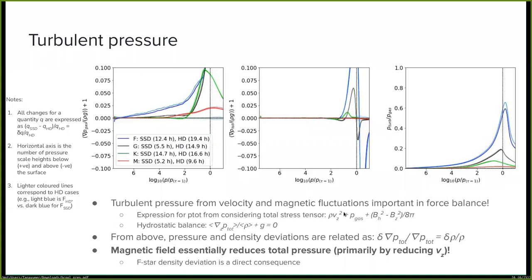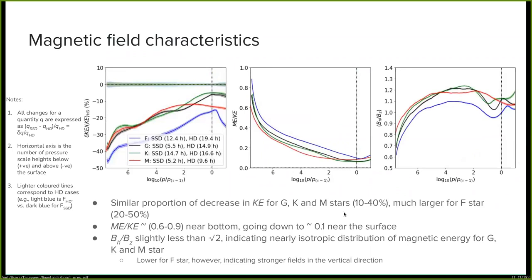Okay. Now, going to magnetic field characteristics. Once you plug in small scale dynamo, you expect it to take away some of the energy from the plasma motions, and you expect accordingly a decrease in the kinetic energy. And you do see such a decrease for all cases. The decrease itself is somewhat similar for the GK and M cases, but it's actually a bit more pronounced for the F case, going almost up to 50% near the bottom boundary, which also accordingly implies that the magnetic energy to kinetic energy ratio is nearly in equipartition near the bottom boundary.